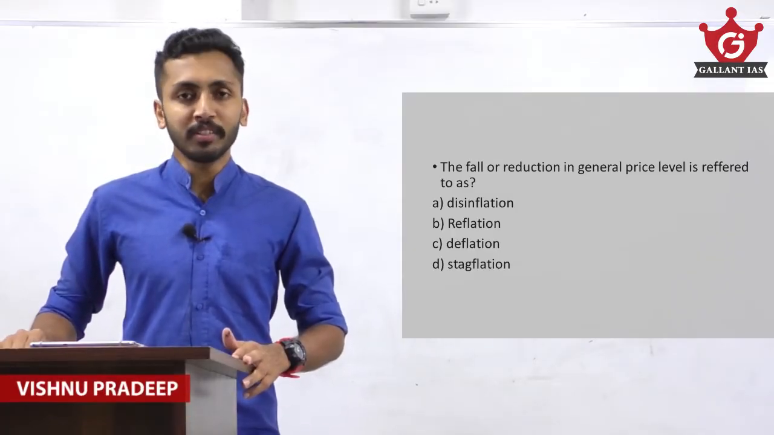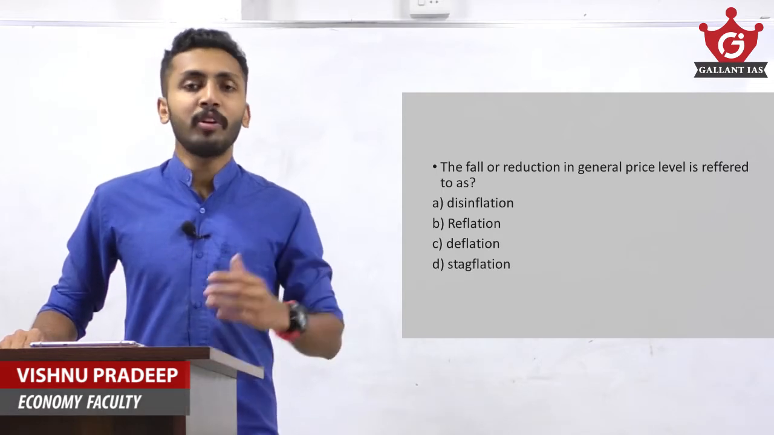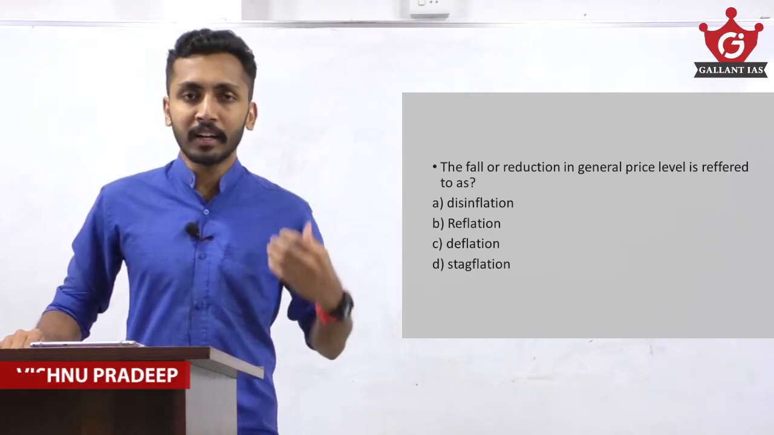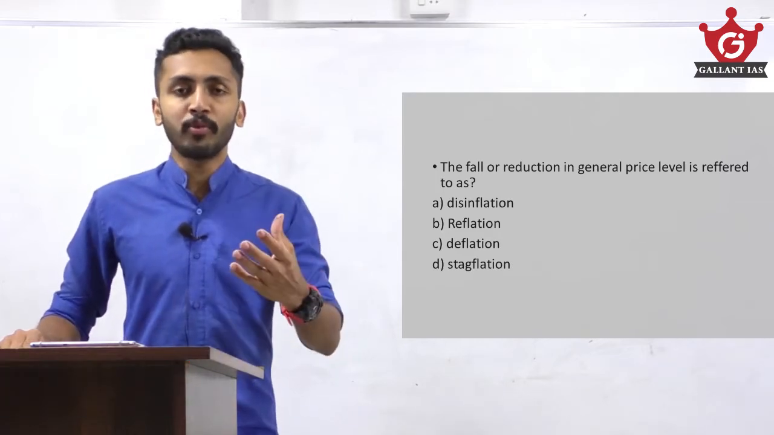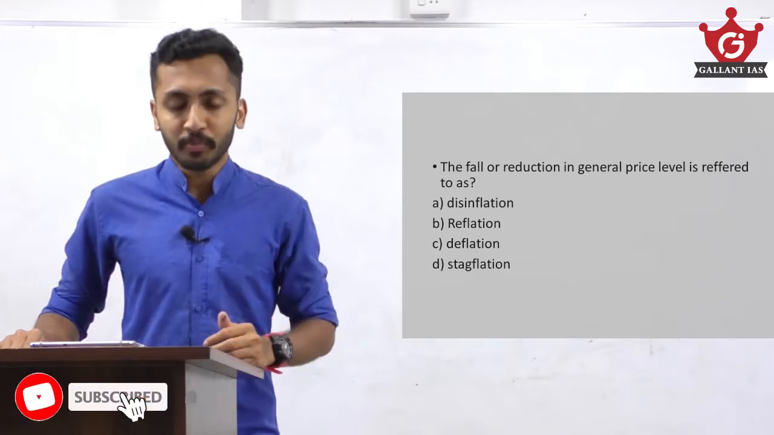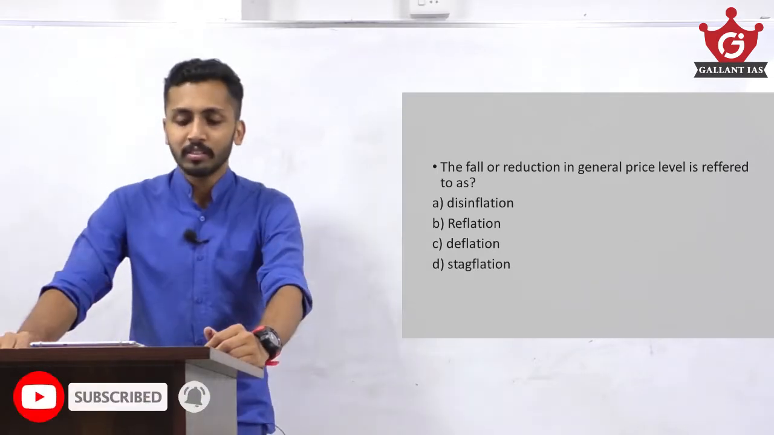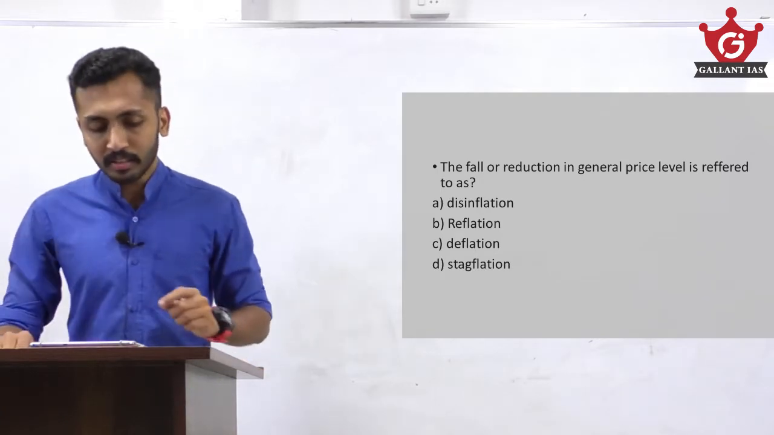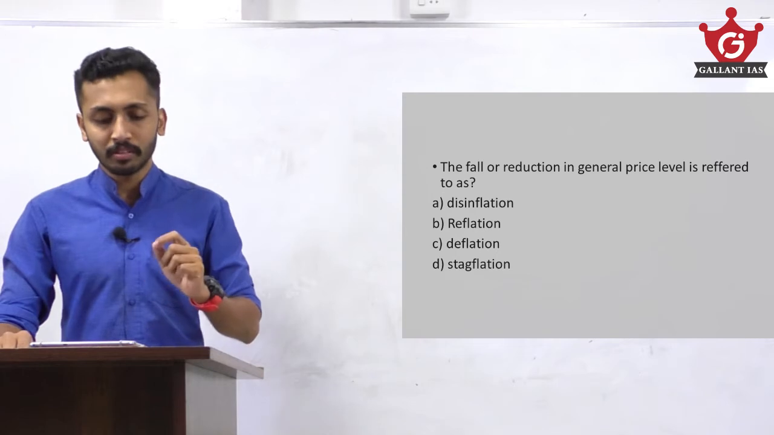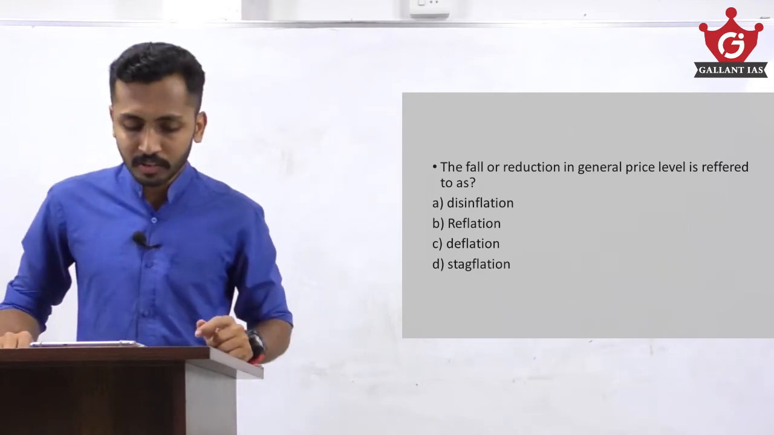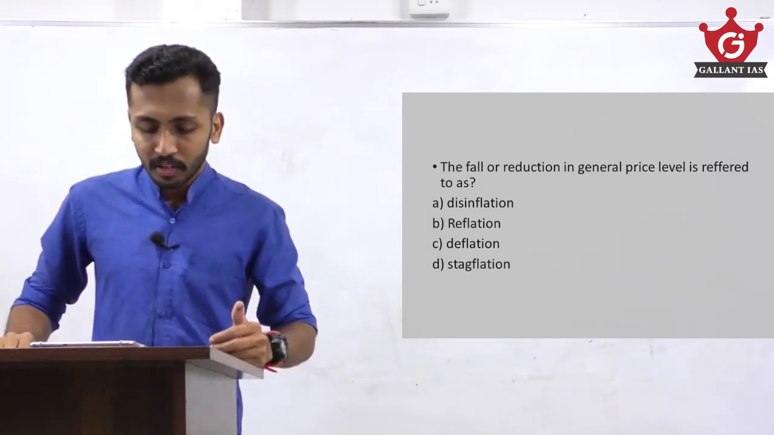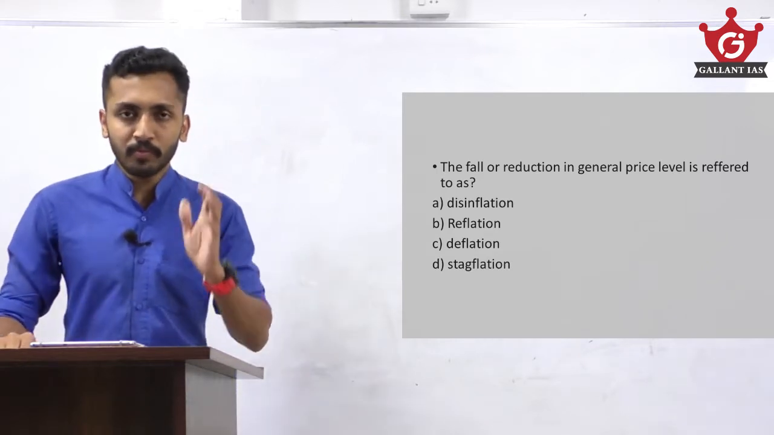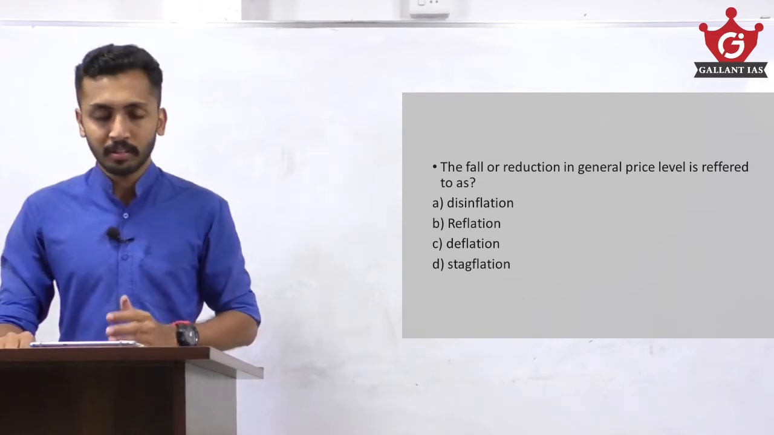Let's go 120 plus. Here we discuss a model question and, based on that, some facts and concepts related to that question which are really helpful for your prelims 2021. So the question here is: the fall or reduction in general price level is referred to as. This is a pure concept based question, and the options given here are disinflation, reflation, deflation, and stagflation. If you know the concept very well, you can easily fetch marks here.